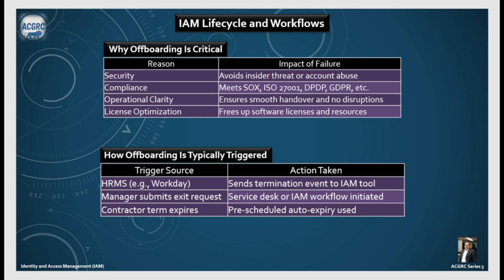So, how is offboarding typically triggered? Well, from HRM systems, we can send termination events to the IAM tool, or a manager submits an exit request. Action is taken by the service desk, or an IAM workflow is initiated, or a contractor term expires. Pre-scheduled or auto expiries are used.